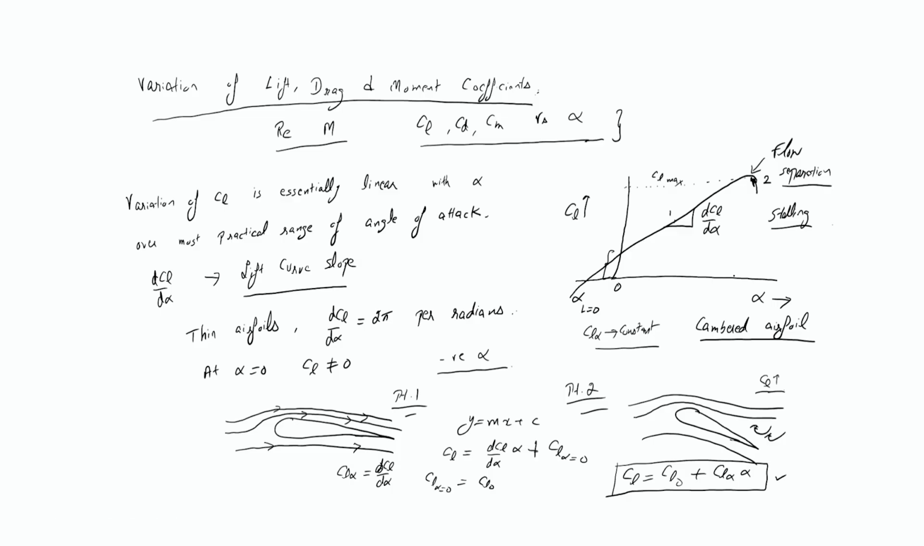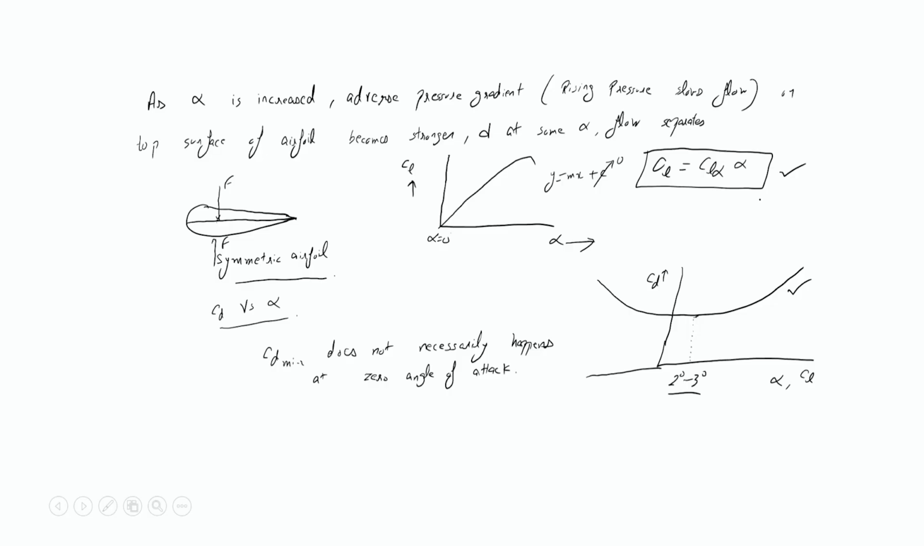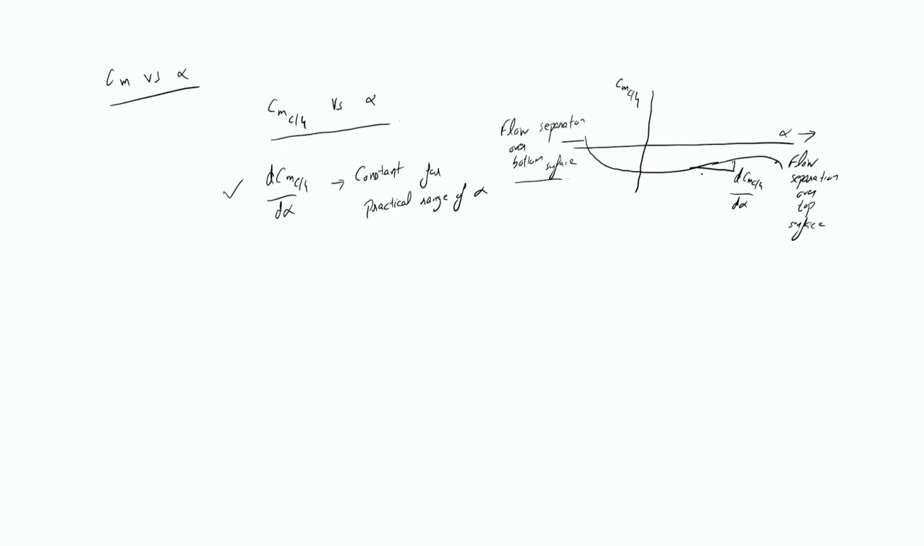Alright, and here where we have the stalling at point 2, this alpha may be around 15 to 20 degrees. For fighter aircraft it can even go beyond 20 degrees as well. Generally for commercial aircraft the stalling angle is around 15 or 20 degrees. So the point to note is that CL alpha is constant up to a certain point. Similarly, dCm C/4 by d alpha is also constant, and this can be either positive or negative.